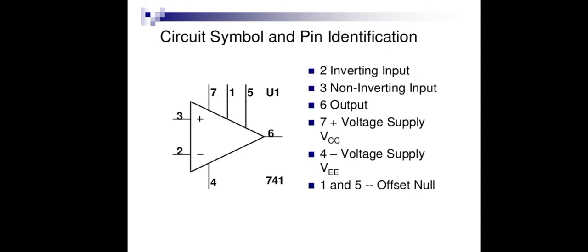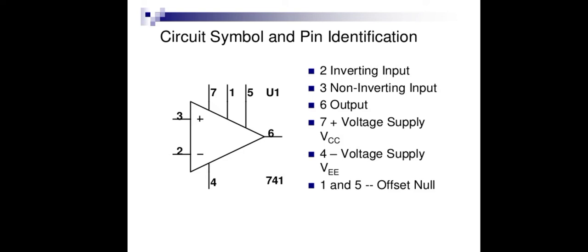Now this is the circuit symbol of the IC741 or op-amp, with its pin identifications. It is an 8 pin IC. Pins 2 and 3 are the inputs. Pin 2, with the negative sign, is the inverting input, and pin 3, with the plus sign, is the non-inverting input. Pin 6 is the output.